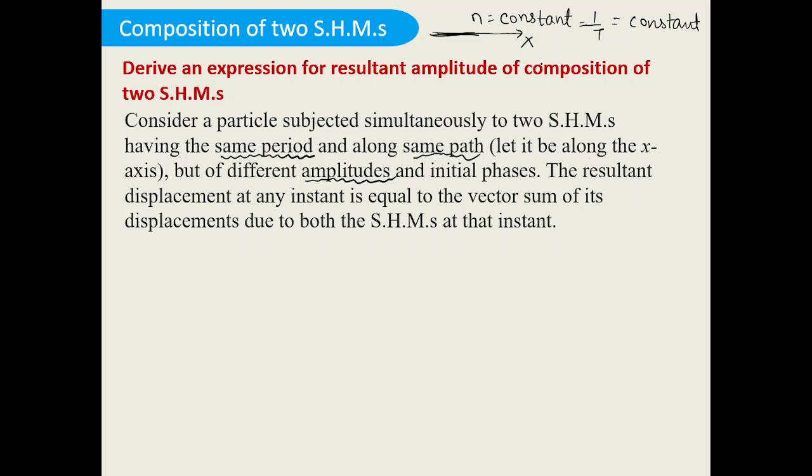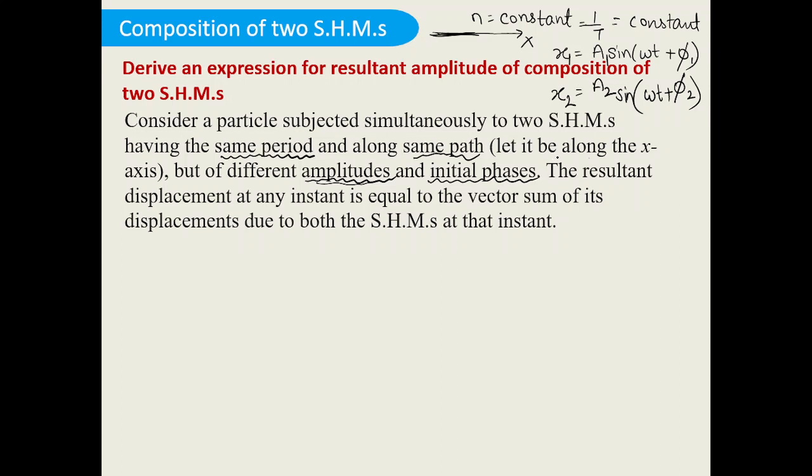Suppose you consider the equations of the two SHMs, x equal to a sine of omega t plus phi. They have different amplitudes, A1 and A2, and different initial phases, phi 1 and phi 2. So the first SHM is x1, and this, with omega t plus phi 2 inside the sine, is the next SHM x2.